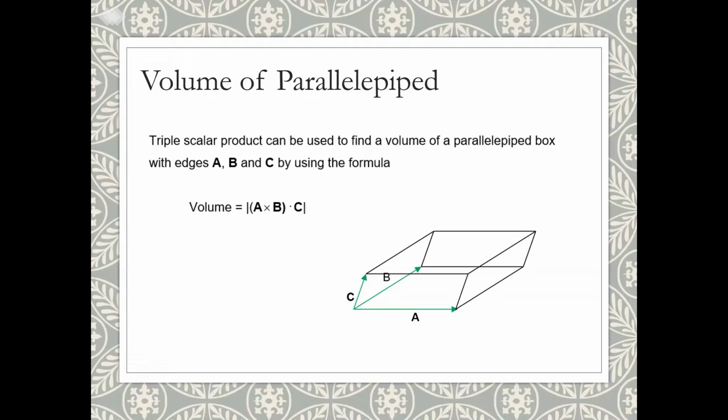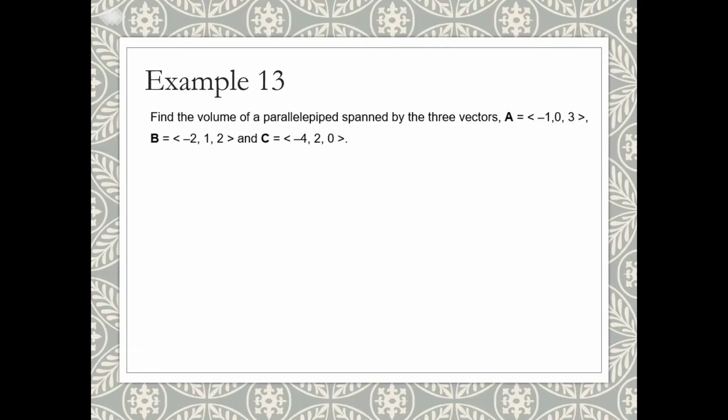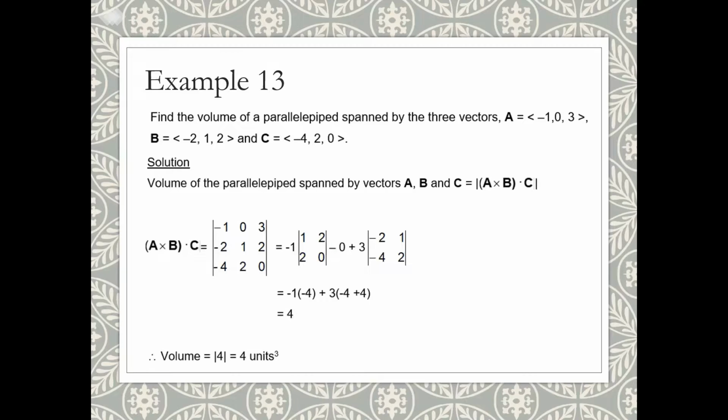Triple scalar product can also be used to find a volume of a parallelepiped spanned by the three vectors A, B, and C. Refer to example 13. You need to find the volume of the parallelepiped spanned by the three vectors A, B, and C. Volume of the parallelepiped is defined by the modulus of the triple scalar product. As the answer for the triple scalar product is equal to 4, the volume is equal to 4 units cubed.